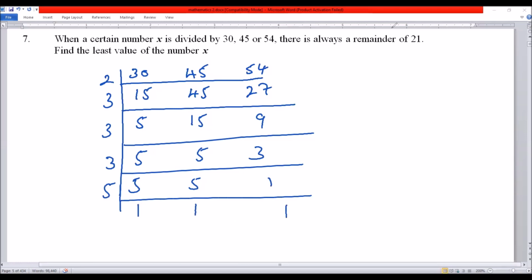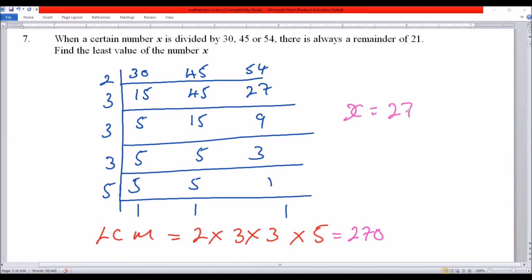So our LCM now is equal to 2 multiplied by 3 multiplied by 3 multiplied by 5, just like the one we got in the other method. And when you multiply that, you should get 270. So it means that our number is equal to 270 plus 21, and this will give you 291. And that is the alternative method that you can use to work out that question.